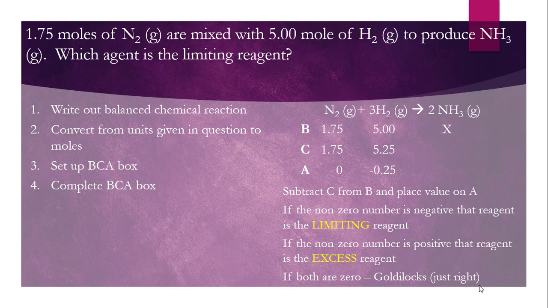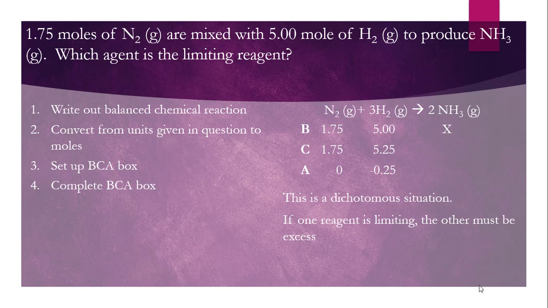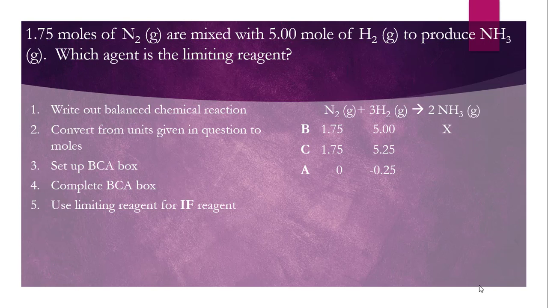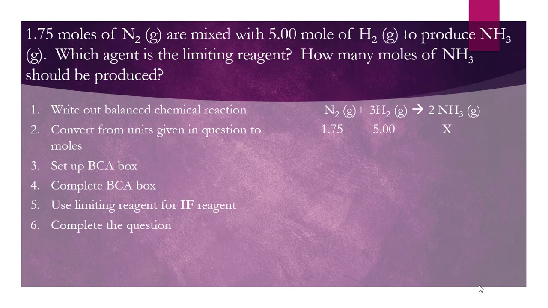Everything is just right. This is a dichotomous situation. If one reagent is limiting, the other must be the excess reagent. And if one reagent is excess, then the other must be limiting. Now, if you have other stoichiometric calculations to do, you use the limiting reagent for the if reagent. So for this example, for all further stoichiometry calculations, we use the hydrogen as the if, and then you complete the question. Now, right now, we've answered the question. We've said that the hydrogen is the limiting reagent. But what if the question said how many moles of ammonia should be produced?